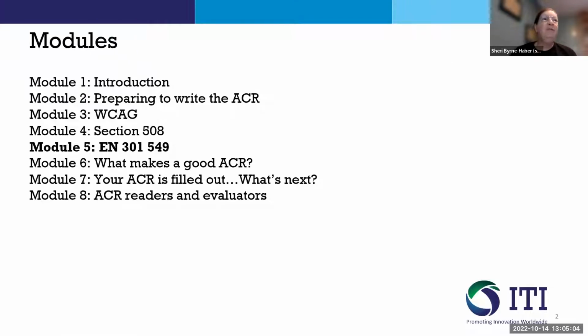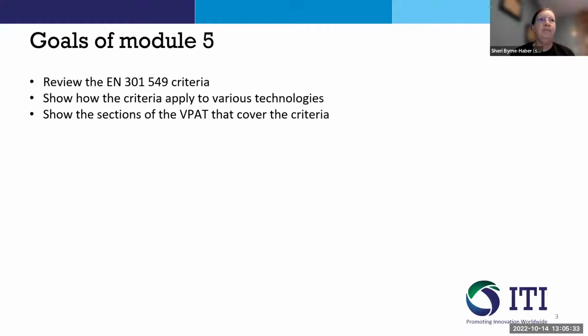So in module 5, again, specifically, we're discussing the EN 301549. Modules 1 through 4 will take you through the WCAG standards, the basics of accessibility conformance reports, section 508. And then after module 5, we talk about what makes a good ACR, what do you do after you complete the ACR, and what should ACR readers and evaluators look for when they're reviewing an ACR.